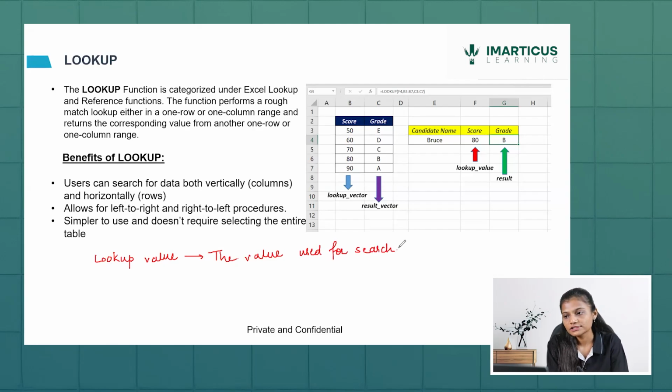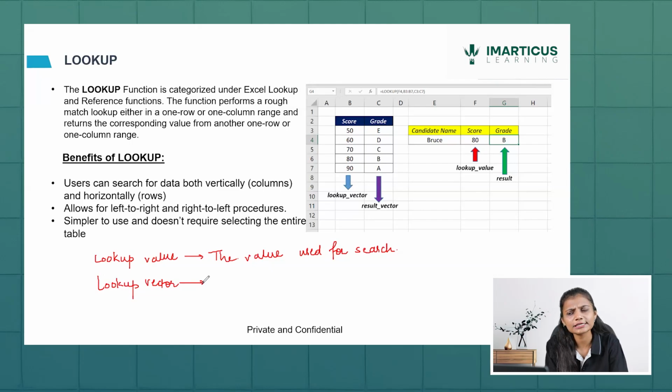Now obviously the value which we are using for searching would be available somewhere in the actual table, that is, a bigger table from where we are going to search. So we have something called a lookup vector. Now what's a lookup vector here? Lookup vector is a column from where I will search for the lookup value.